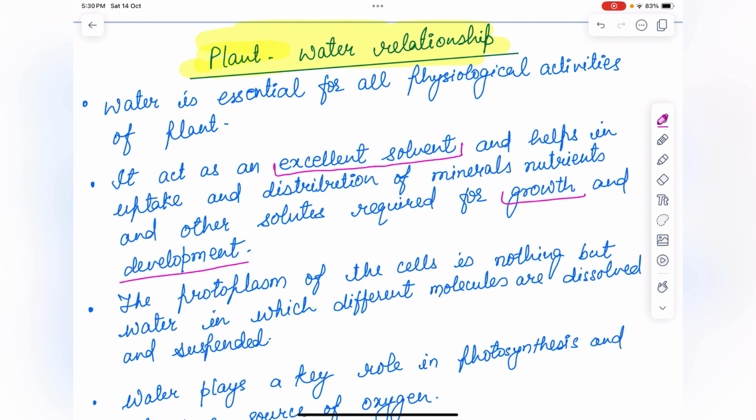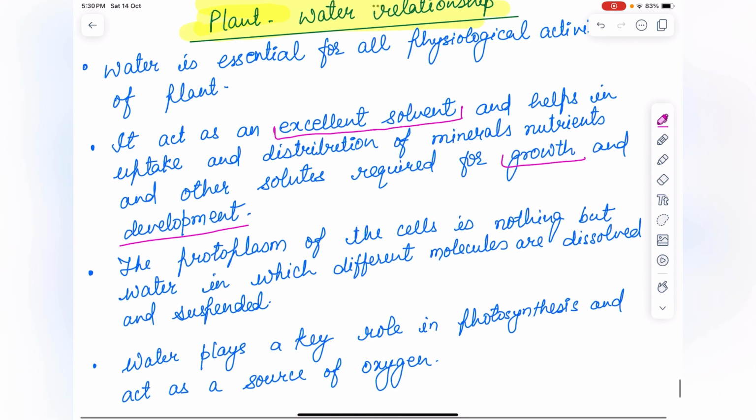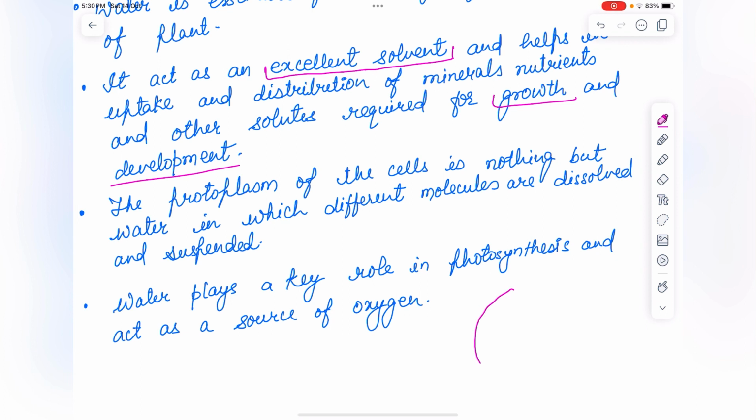The protoplasm of the cell is nothing but water in which different molecules are dissolved and suspended. What is protoplasm? This is a cell. The cytoplasm, nucleus, nucleoplasm, everything in the cell is protoplasm, and all this protoplasm consists of water. Water plays a key role in photosynthesis and acts as a source of oxygen. When photosynthesis takes place, there will be a formation of glucose and oxygen.